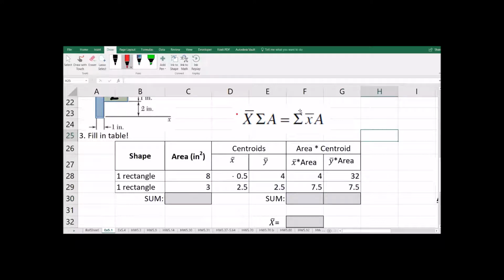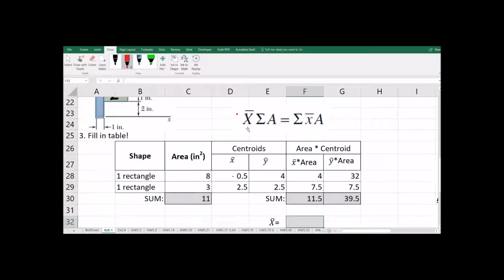The next piece is we're going to sum it up. This little epsilon, that's a summation sign. So we're just going to say all of the x times a's we're going to add together. If you grab the lower right-hand corner of that cell and drag it over, it'll copy that equation over. So that's all of the little y times a's. We're going to add those together. And we also, over here, we have to add all of our areas together too, right? So we have first rectangle plus second rectangle. So that's like the total force or the total area of the whole thing.